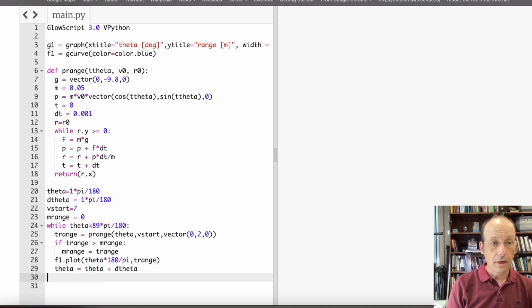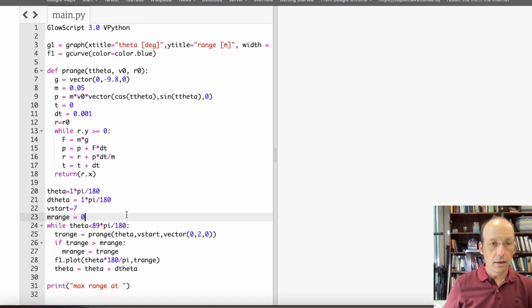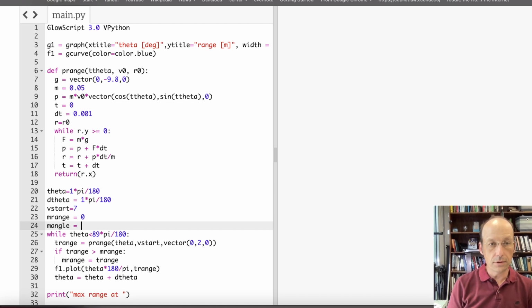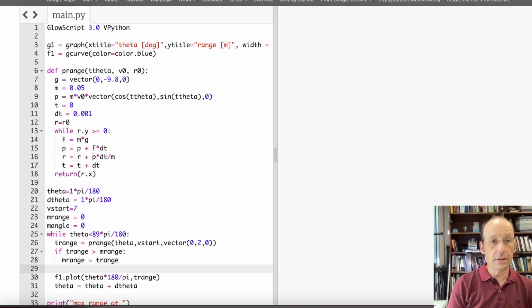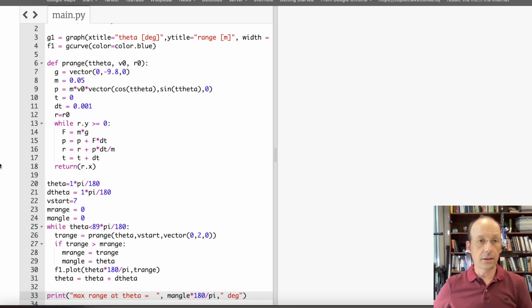It'll go through the whole loop, and I'm going to outdent, and I'll say print max angle, max range at, oh, now I need the angle. Let's do that too. M angle equals 0. If that's the maximum range, then I'm also going to set M angle equal to theta. And that's in radians. Max range at theta equals, I want this in degrees, so I'm going to say M angle times 180 divided by pi, that converts it back into degrees. Let's run this.